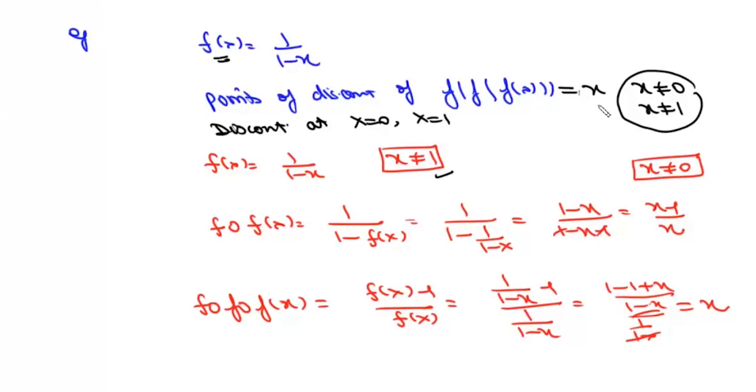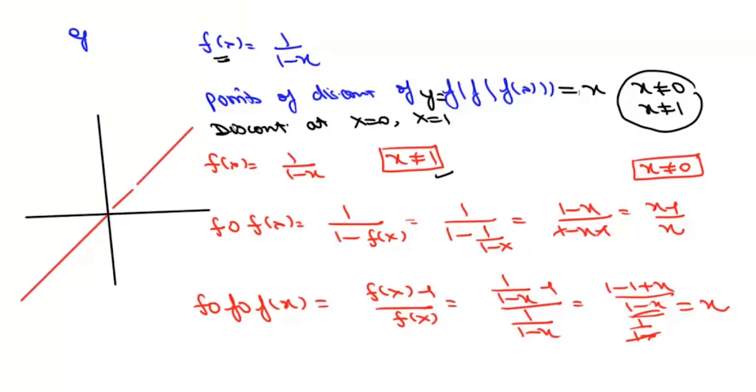Now if we draw the graph of this function, y equals f of f(x), it will be this graph. So this is basically y is equal to x line, but then the values at 0 and 1 are missing. So this function will be discontinuous at 2 points, 0 and 1.